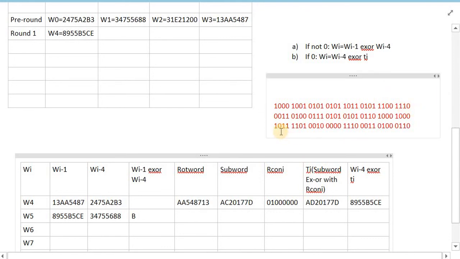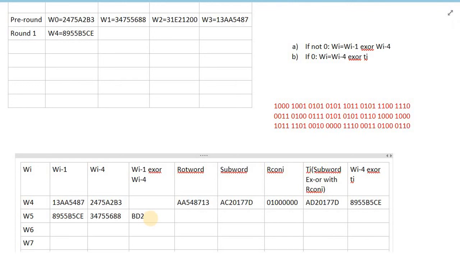So what should be the hexadecimal equivalent? 1011 is B, then 1101 is D, then 0010 is 2, then 0 and 1110 is E, 0011 is 3, 0100 is 4, and 0110 is 6. And these things will not be performed here. It is not essential.